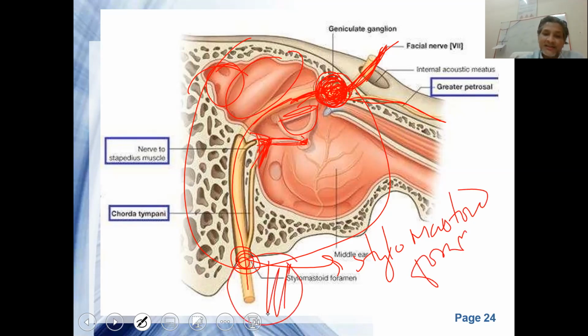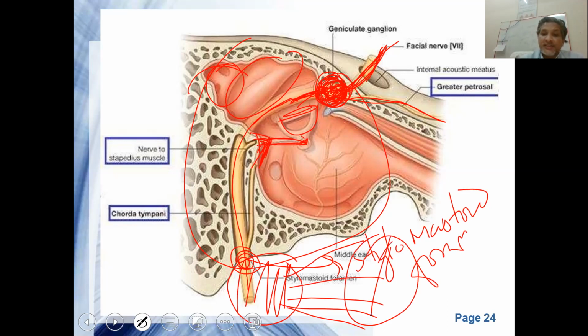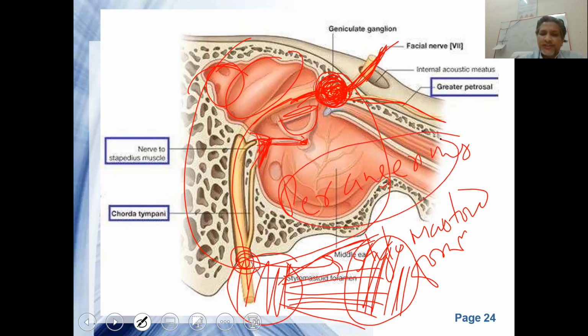The parotid gland, where it gives 5 terminal branches in the matrix of the tissue of the parotid gland. It gives 5 terminal branches and terminates. These 5 terminal branches are called the pes anserinus. Anserinus is the configuration of these 5 terminal branches, called the pes anserinus.